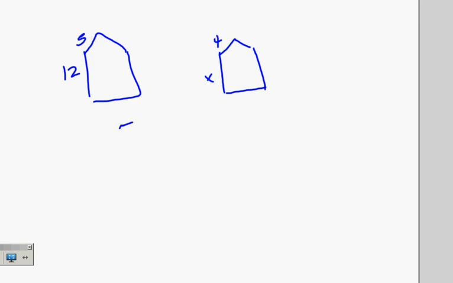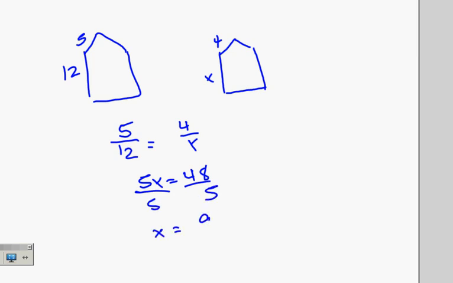I can create a proportion based off this. So 5 over 12, 4 over x, 5 times x is 5x, 12 times 4 is 48. Divide both sides by 5, and x should be 9.6 meters.